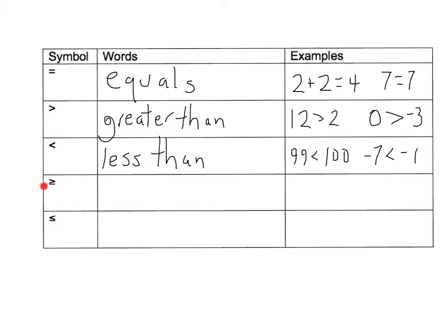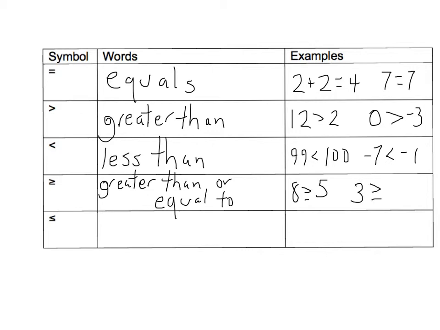But you may not have seen these symbols before, where we combine these symbols with equals. So our next one is greater than or equal to. So you can say something like 8 is greater than or equal to 5, because 8 is bigger than 5. But you can also say 3 is greater than or equal to 3, because 3 is equal to 3.